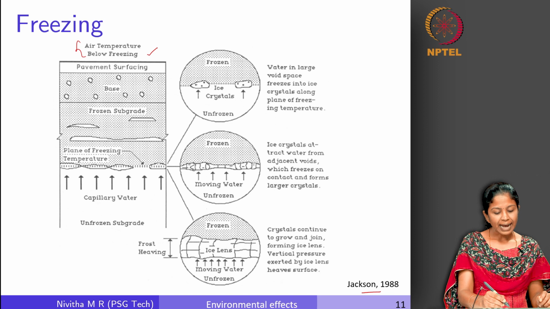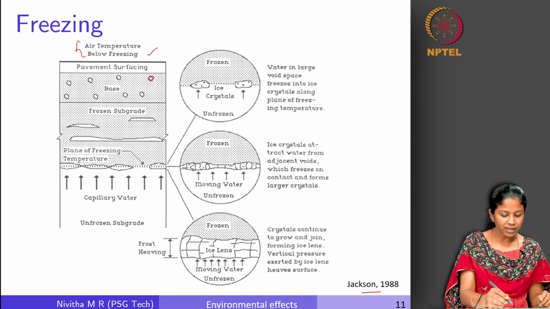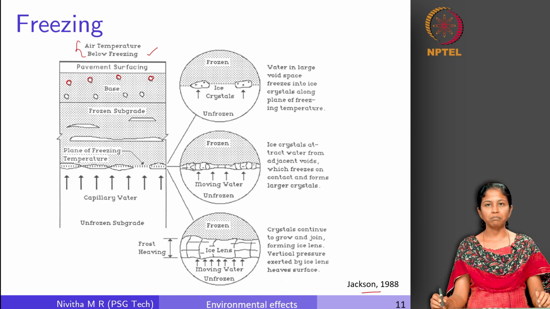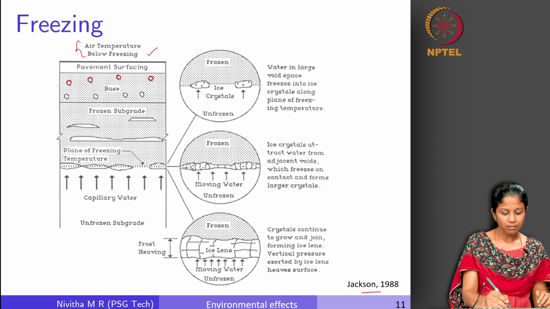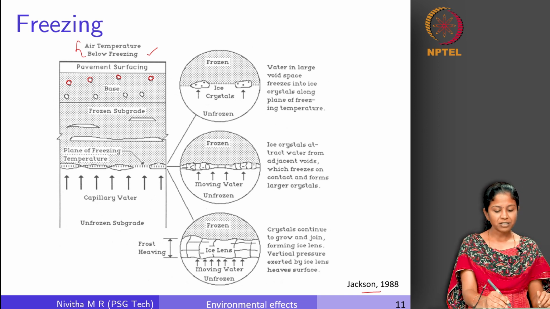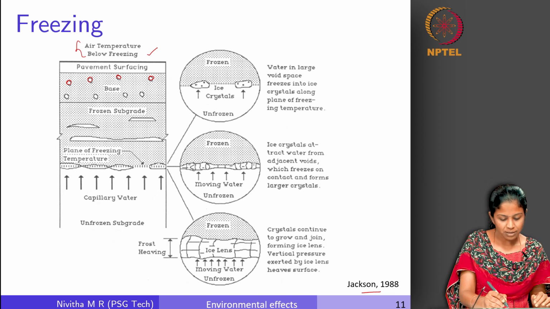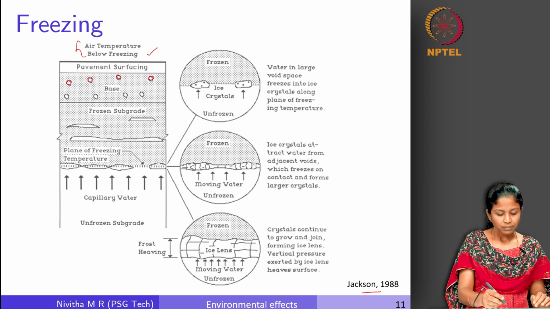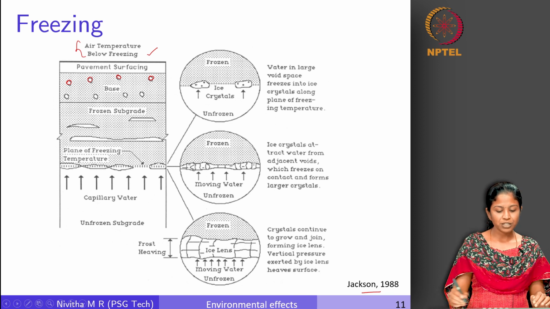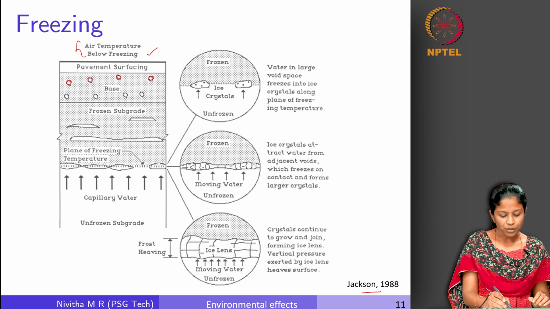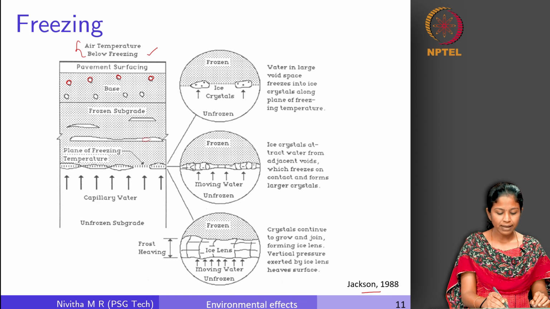You can see here as temperature reduces, we have these voids which were filled with water. It is not necessary that all the voids are completely saturated. Depending upon the degree of saturation, a certain portion of the voids will be filled with water. These water-filled voids freeze when the air temperature falls below sub-zero. The subgrade is also frozen; the water present in the voids in the subgrade is also frozen.